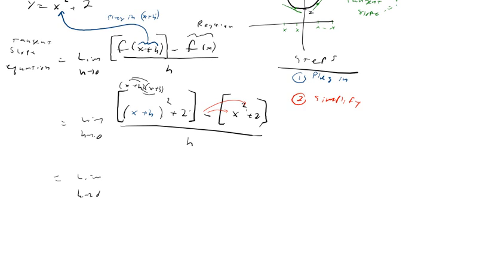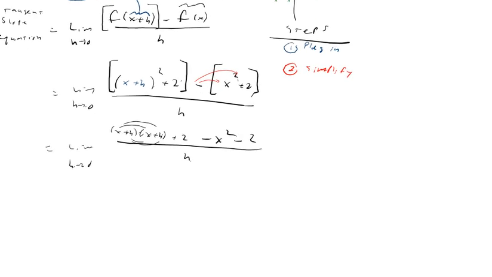Maybe I should do this. Hold on. Maybe I should do this somewhere else. Hold on. I'm going to do it down here. That means x plus h times x plus h plus 2 minus x squared plus, minus 2 over h. So now I'm going to distribute the x plus h. Got a lot of letters now. This is fine. We just do our math the same way as normal.